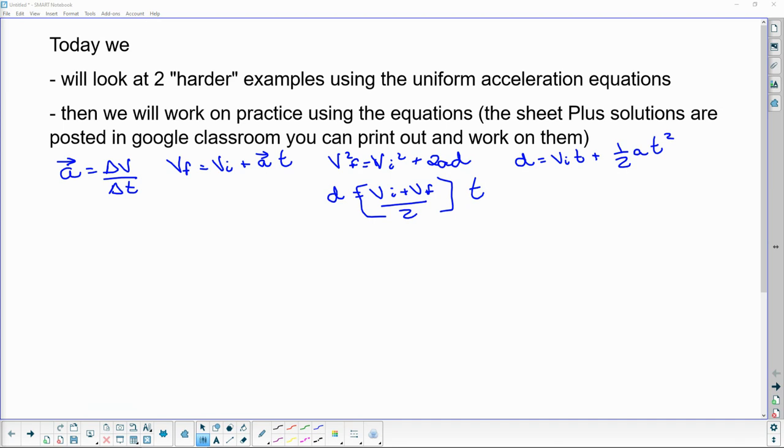Okay, so let me set up a multi-step problem. The first day we did one step: find the correct equation, plug in the results. Today you have to use more than one equation to solve your problem. So this is a multi-step example.